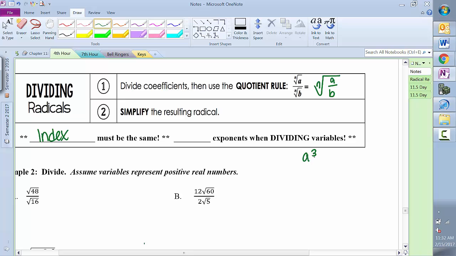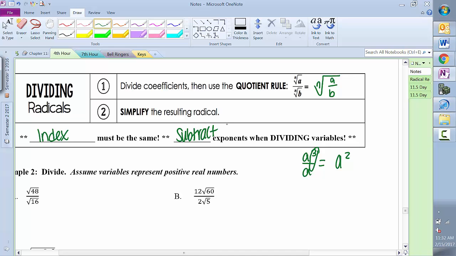And then when we are dividing variables, let me see if I can give you an example. a cubed divided by a, what would it be? How many a's are left? That's if you're multiplying. There'd be 2, and how did you get that? What did you do with the exponents? You subtracted them. So you subtract.